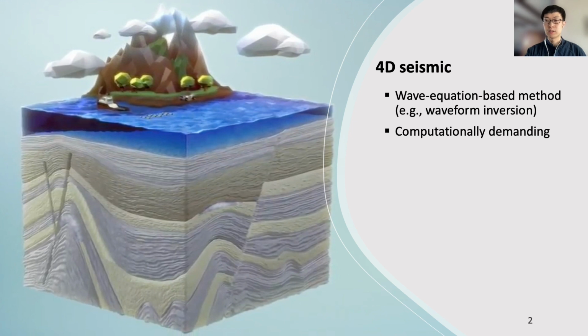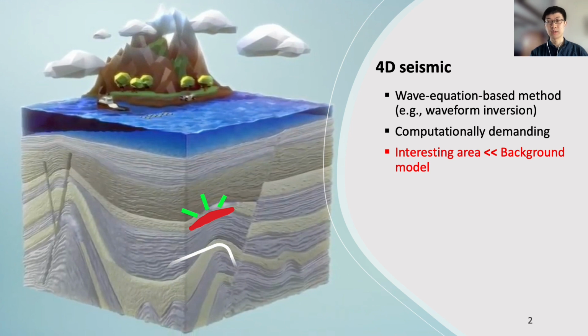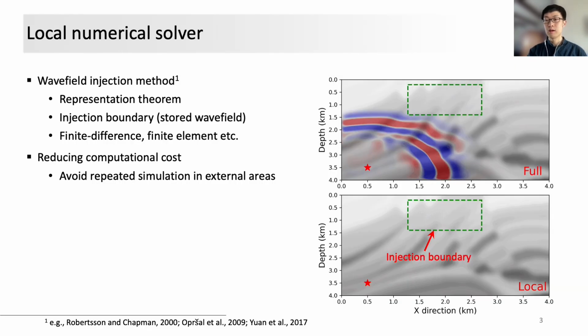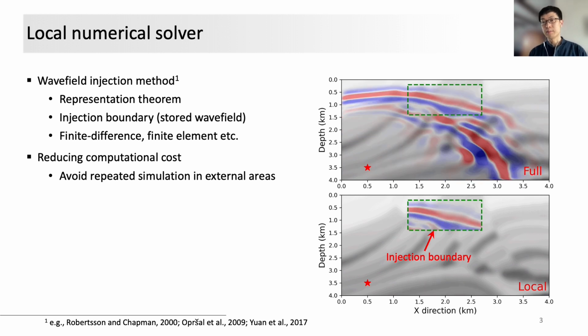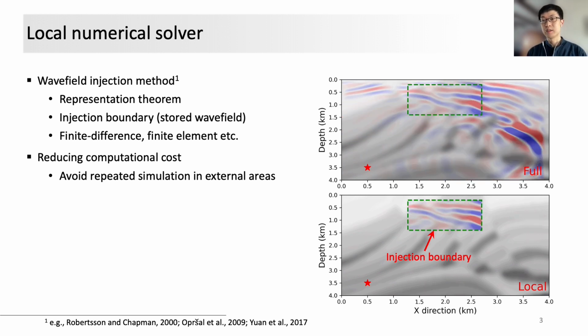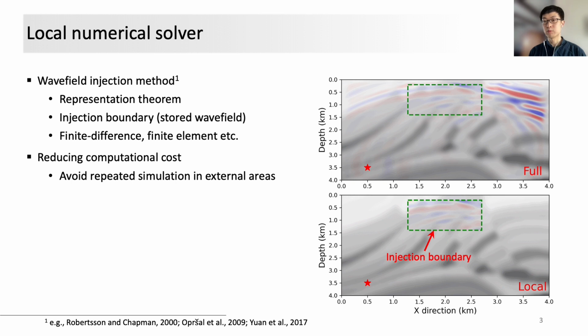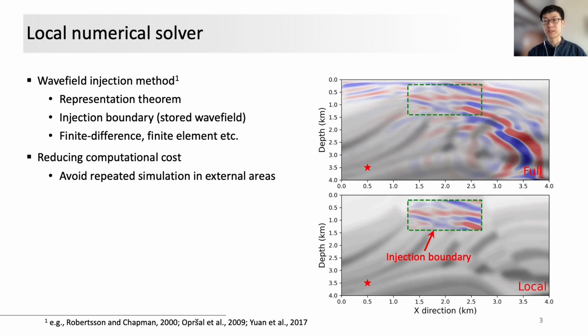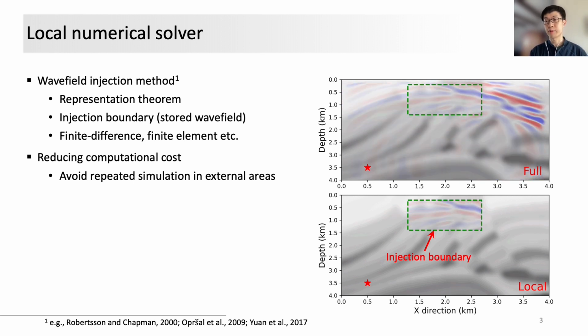In fact, during time-lapse surveys, our target area is normally much smaller compared to the full background model. Therefore, performing waveform inversion only within the target area can be particularly useful for numerical cost reduction. For this purpose, we can combine the wavefield injection method, which allows us to restrict wavefield propagation modeling into a subvolume and thus avoids repeated simulation in the external non-target area.